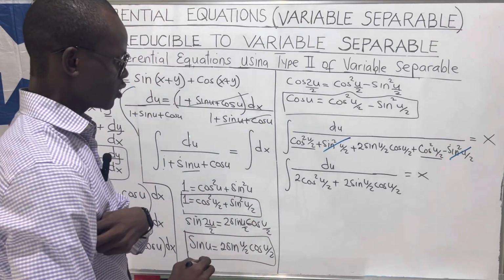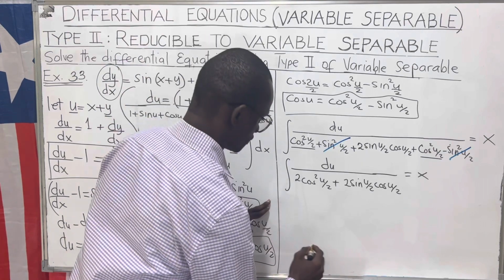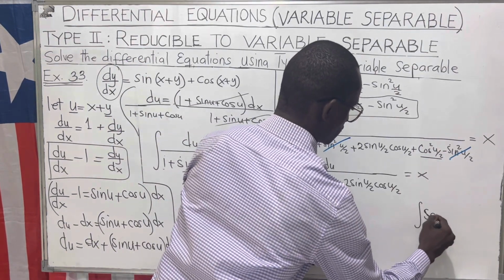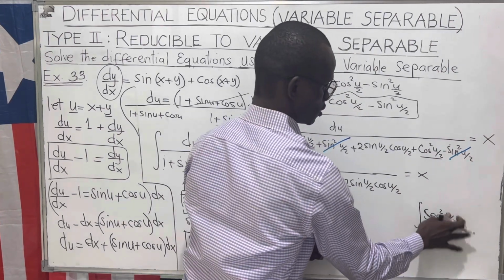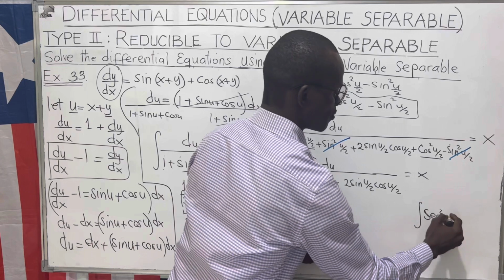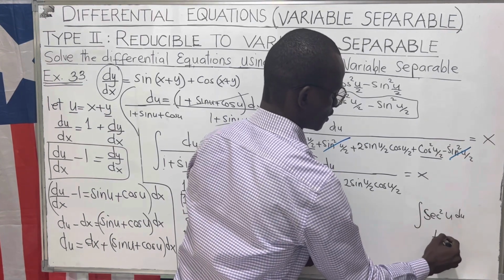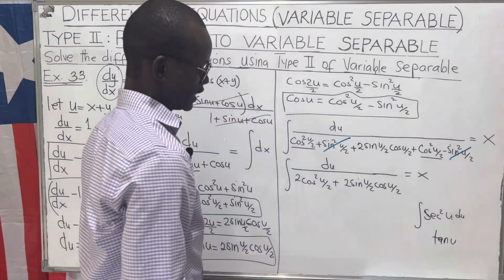Now what we also know is that the integral of secant square u over 2, or let's say the general form, the integral of secant square u du, is just equal to tangent of u.